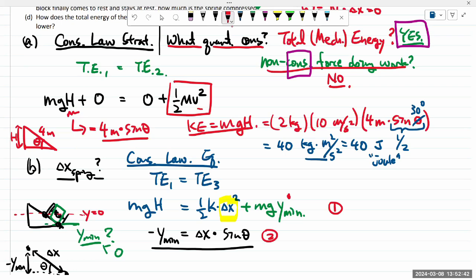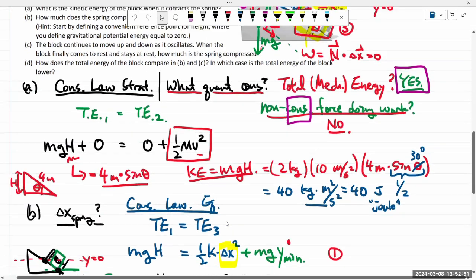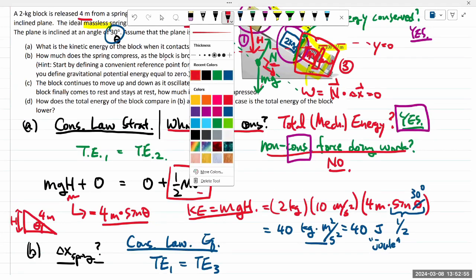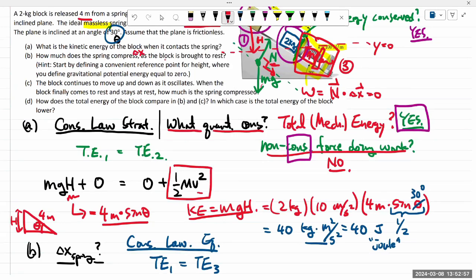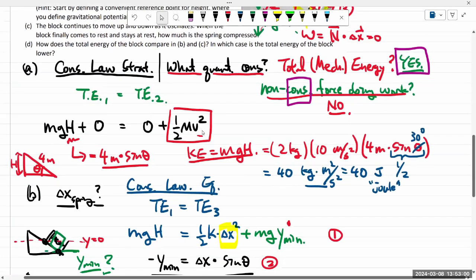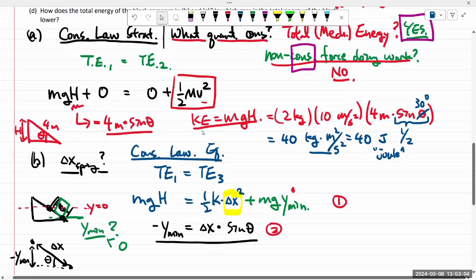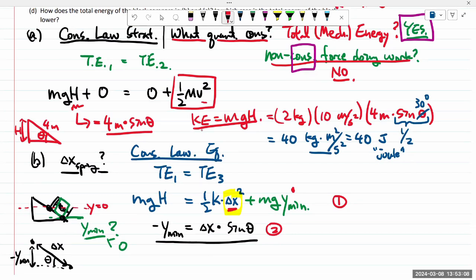And the way I wrote it, my second equation didn't introduce any new unknowns. So I can go ahead and solve it. So what are we solving for? We want to solve for how much the spring compresses. That is asking for delta x. What I would say is that if you have more than one unknown and you want one unknown, then counterintuitively, that unknown is the very last unknown you want to solve for.